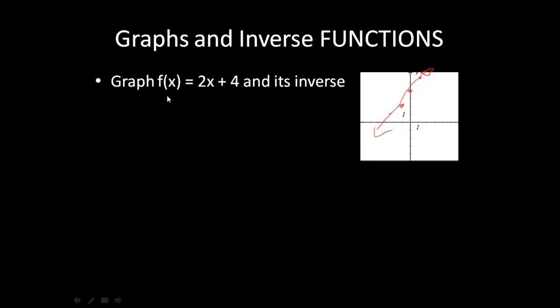Okay, when I do the inverse, first thing I need to do is solve it for x. So I need to subtract 4, and then divide by 2. And I'm going to go ahead and simplify that. So I would have 1/2 y minus 2 is equal to x. Then I need to switch my x and my y's. So I would have 1/2 x minus 2 is equal to my inverse.